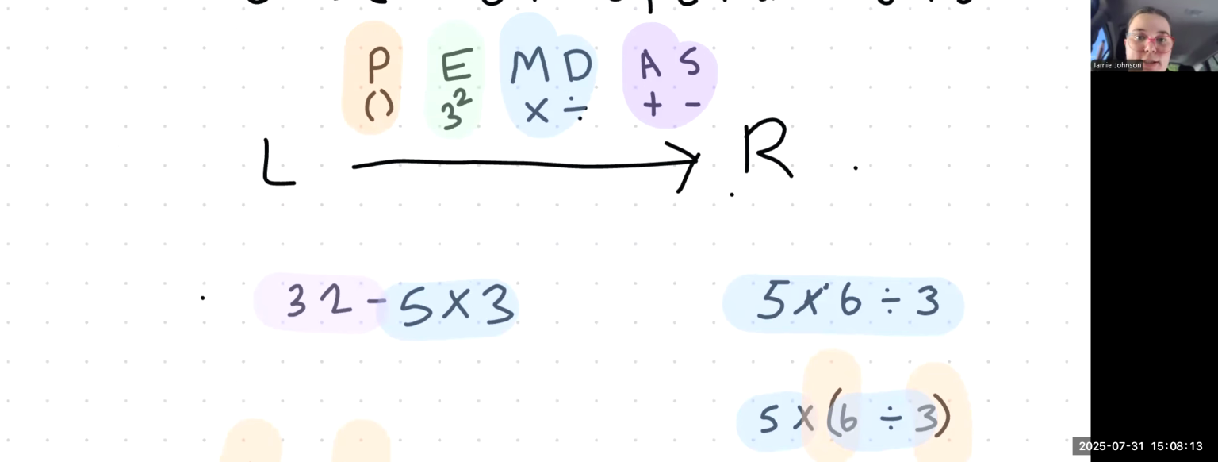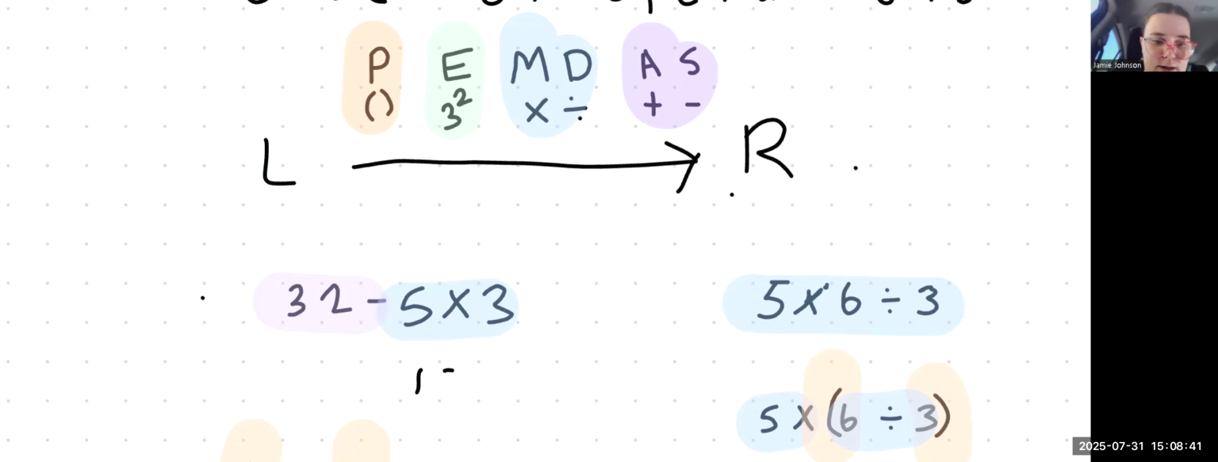You start with parentheses. Because we don't have parentheses, we don't do them. We also don't have any green exponents. We do have multiplication or division, so we have to do that first from left to right. 32 minus, that's not addition, that's not multiplication. So 5 times 3 is 15.